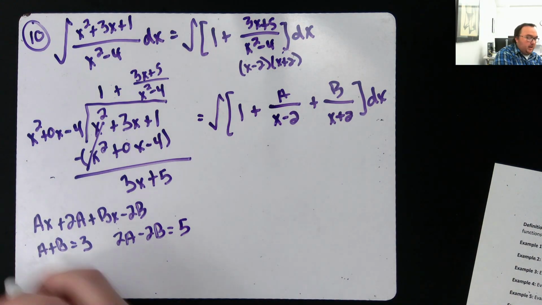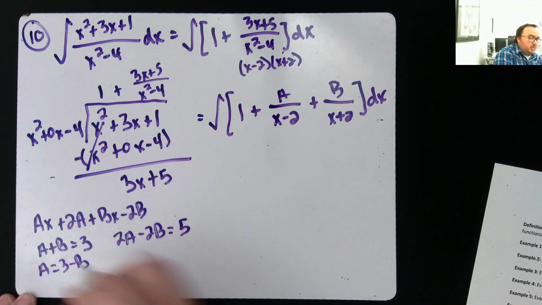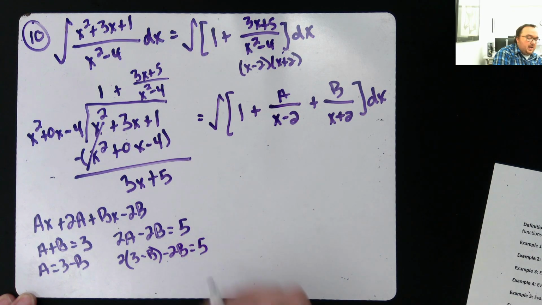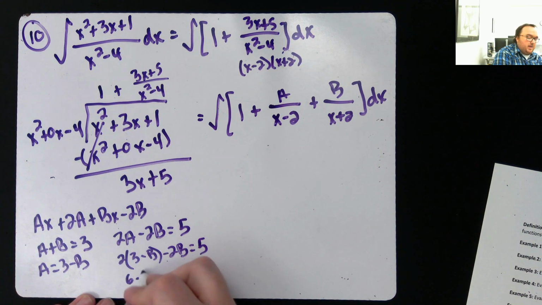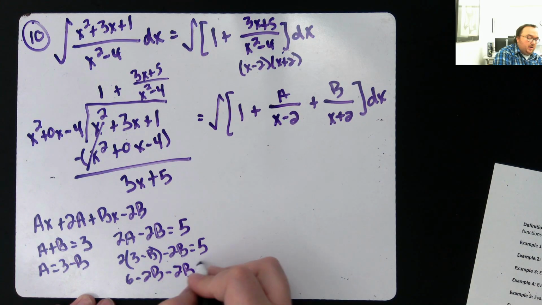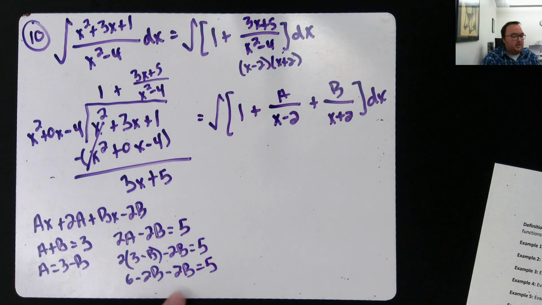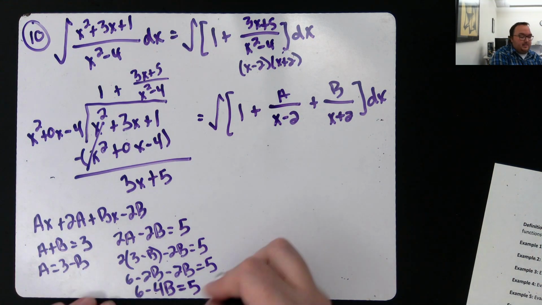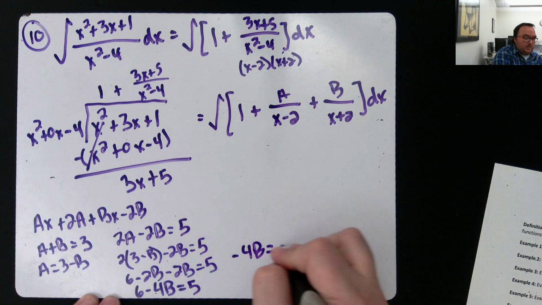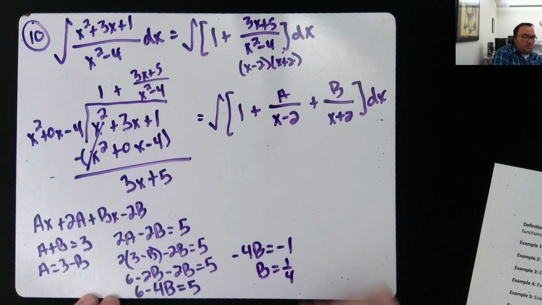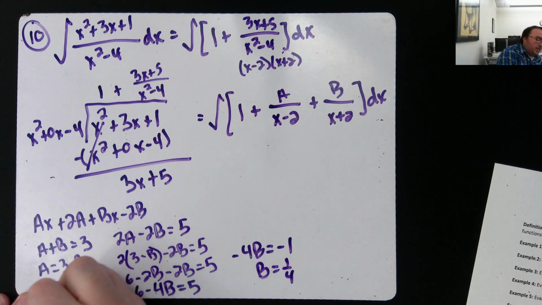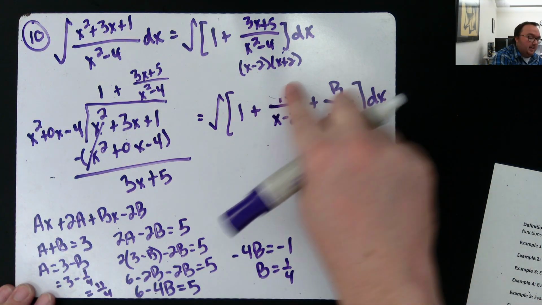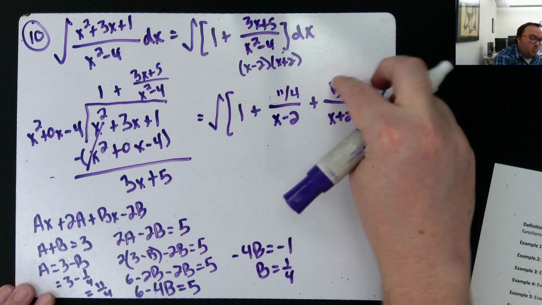I can subtract b to solve for a. Plug that in over here. 2 times 3 minus b minus 2b equals 5. 2 times 3 is 6. Minus 2b minus 2b equals 5. Negative 2b minus 2b is negative 4b. Subtract 6, you get negative 4b equals negative 1, so b is equal to 1/4. Plug that in over here. That's 3 minus 1/4, which is 11/4. So a is 11/4, b is 1/4.